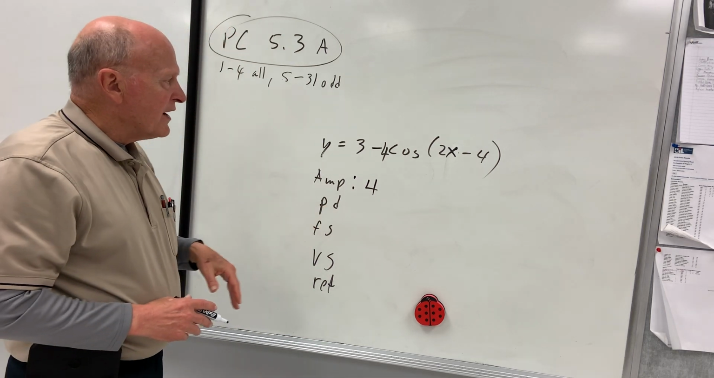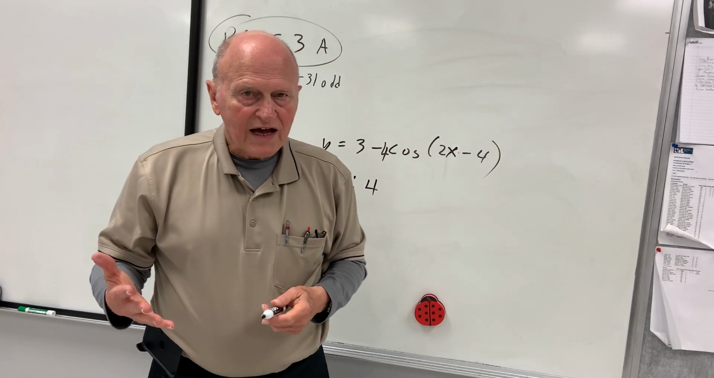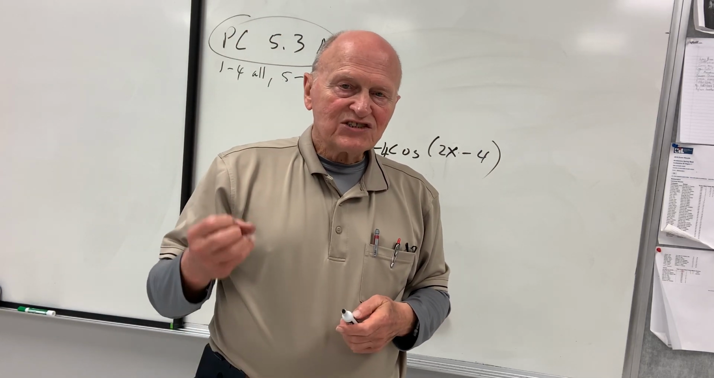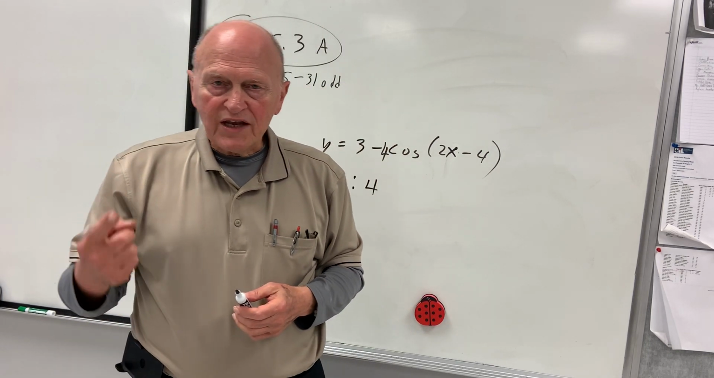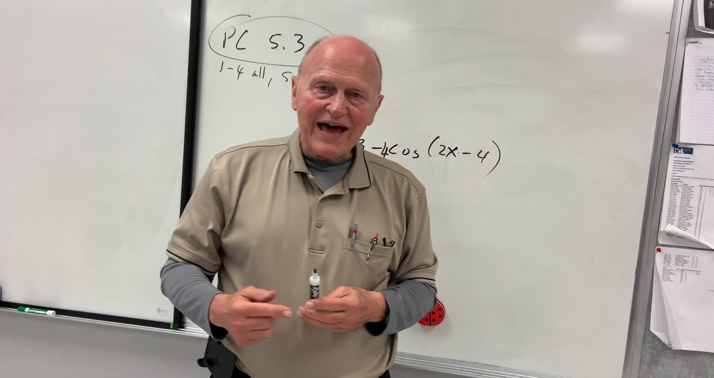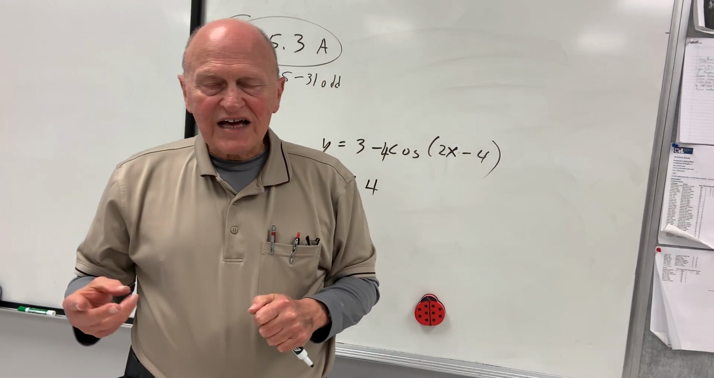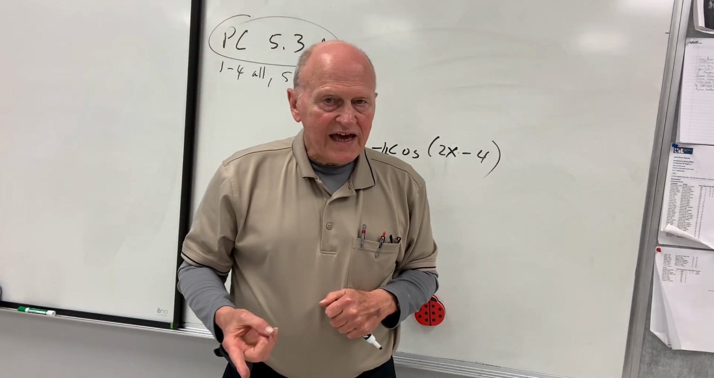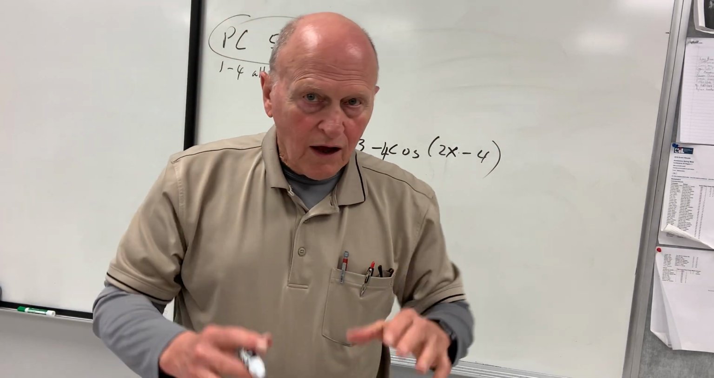Next, we would have the period. The normal period, and you will need to have this memorized, the normal period for sine, cosine, secant, and cosecant is 2 pi. The period for tan and cotan is pi. Now let me repeat that a time or two. The period of sine, cosine, secant, and cosecant is 2 pi. The period of tan and cotan is pi. You've got to know that.